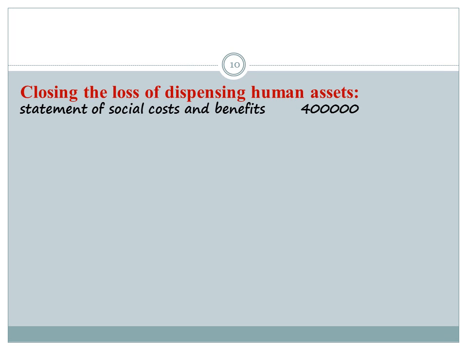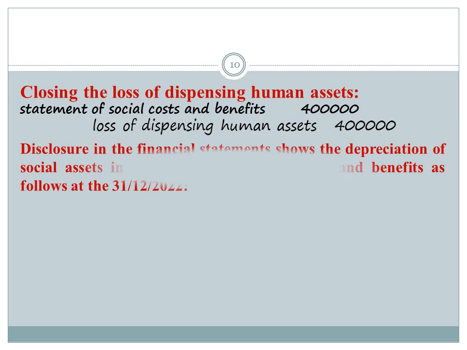Closing the loss of dispensing human assets. The first stage loss will be in the debit side. When we close the losses of dispensing human assets, it will be in the credit side, and the statement of social costs and benefits will be in the debit side.